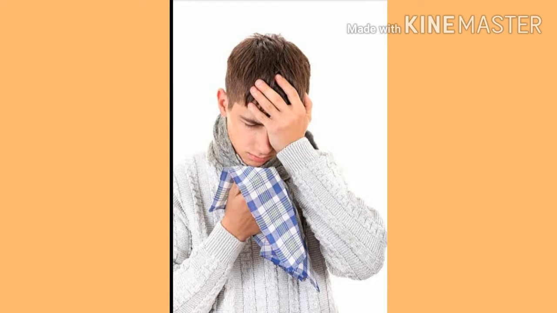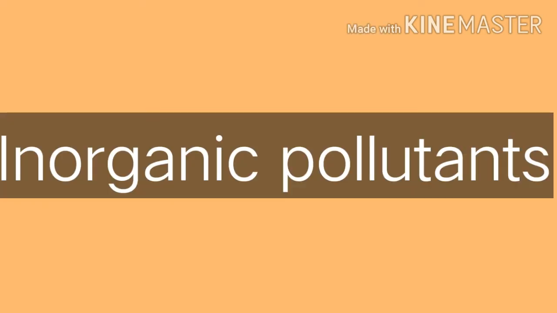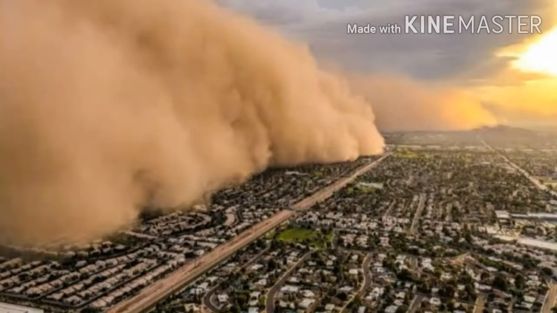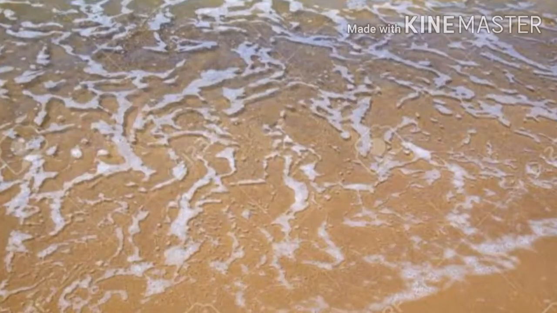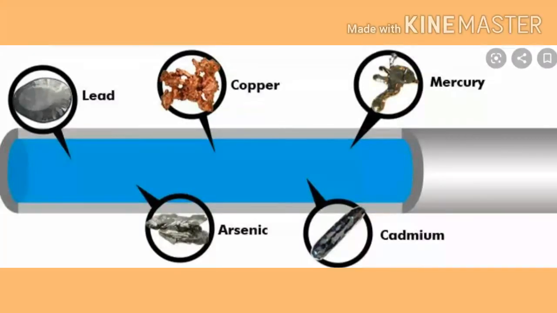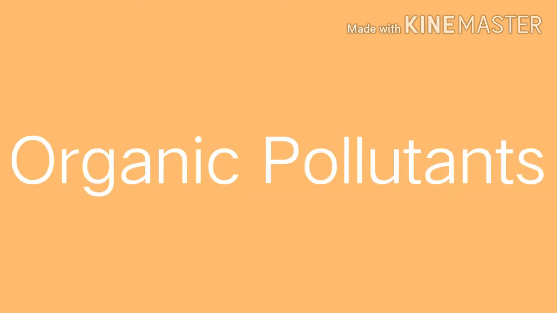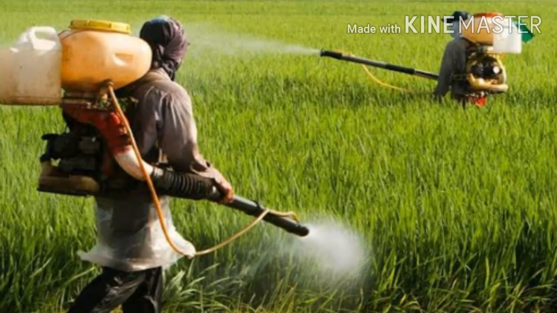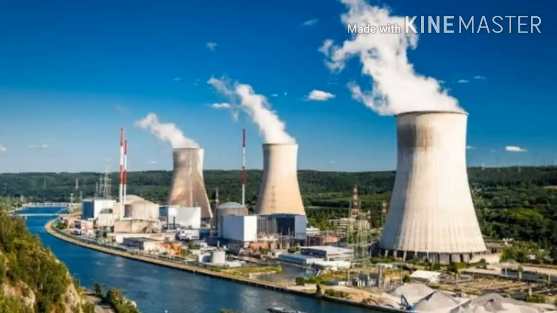Now the second one, inorganic pollutants. Suspended particles like fine sand, dust, soil, precipitates of salt, compounds of arsenic, cadmium, lead, mercury, and traces of radioactive material. Third, organic pollutants: weedicides, insecticides, fertilizers, sewage, industrial effluents, that is industrial waste, etc.